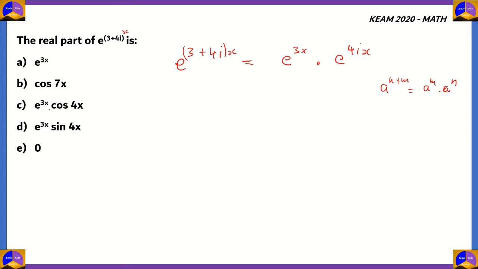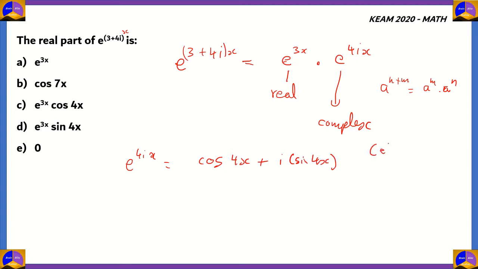Now that we've got that out of the way, we know that e raised to 3x is completely real because there is no imaginary number here. The exponent is real as well as e. So therefore e raised to 3x is a part of the real portion of this number. Now we know that e raised to 4ix is a complex term, and we're going to divide it into real and imaginary. So e raised to 4ix can be represented as cos of 4x plus i times sine of 4x.